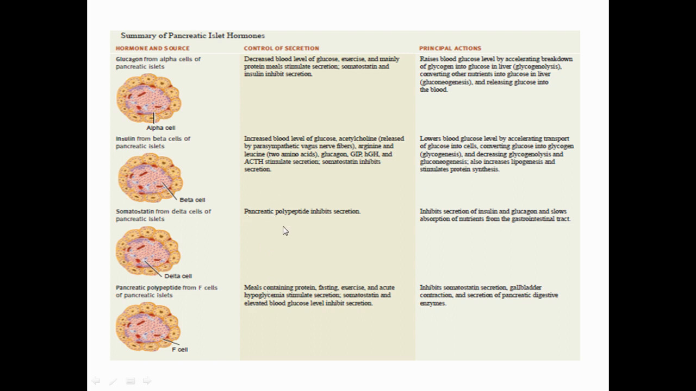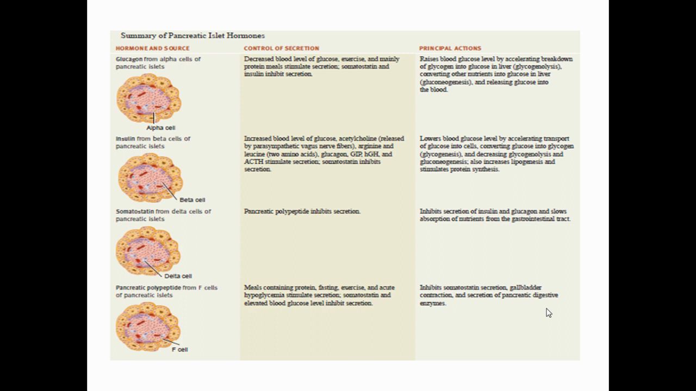When the somatostatin level increases, pancreatic polypeptide will be secreted and it will inhibit this. When the somatostatin level is high, the secretion of pancreatic polypeptide will be low. When it increases to a particular level, this will be secreted and it will act upon the delta cells to inhibit the secretion of somatostatin. So the role of pancreatic polypeptide is to inhibit somatostatin secretion, gallbladder contraction, and secretion of pancreatic digestive enzymes. These are the roles of the endocrine cells.